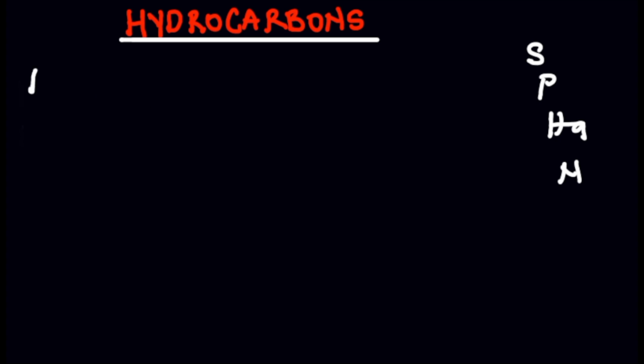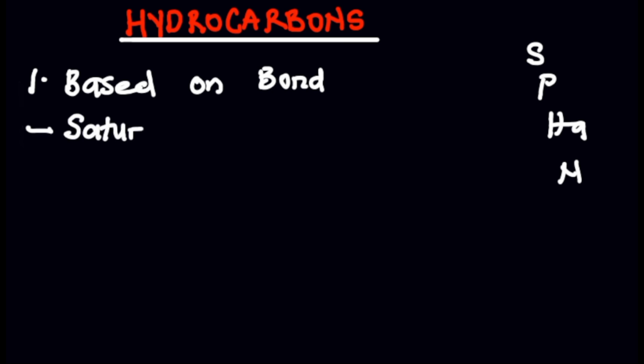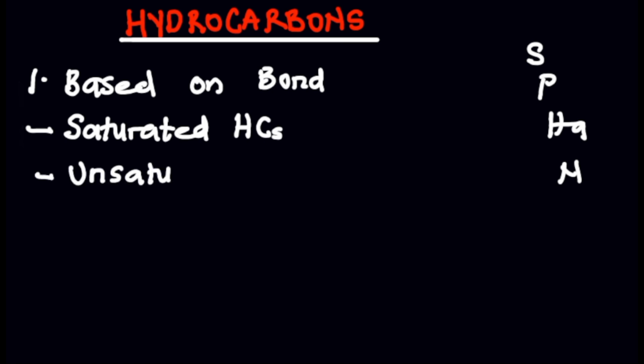The first classification is based on the bond found between the carbon to carbon atoms. Based on bond, hydrocarbons are generally divided into two. The first one is the saturated hydrocarbon, which I'm going to represent as HCS, and the second one is the unsaturated hydrocarbon. Now, when it comes to saturated hydrocarbon, what does it mean?